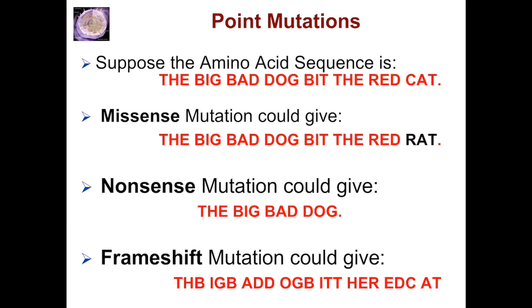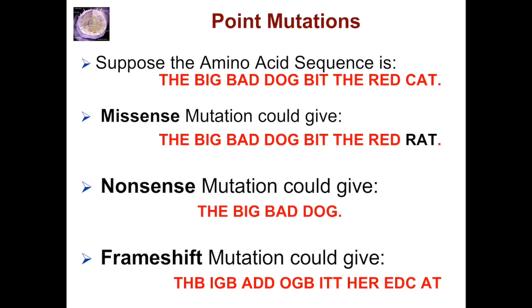Okay. All right, so I made this up to help you with the big concept. Suppose our protein sequence was supposed to be the big bad dog bit the red cat. But if you had a missense, you can see how the cat changes into a rat. And if you have a nonsense, you can see how the sentence was cut and shortened too early.